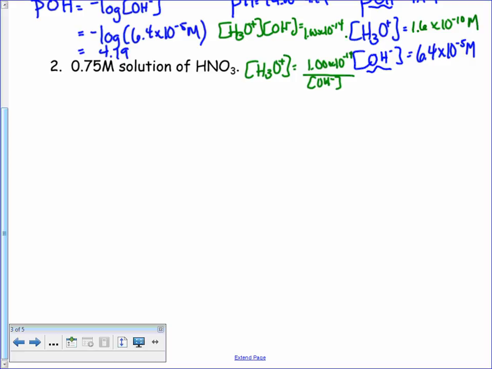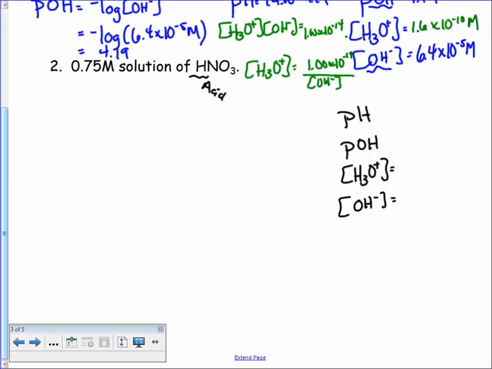Example number 2, and again, we're calculating pH, pOH, hydronium concentration, remembering that those brackets mean concentration of, and hydroxide concentration. We're given 0.75 molar HNO3. With an H out front, that tells us this is an acid.